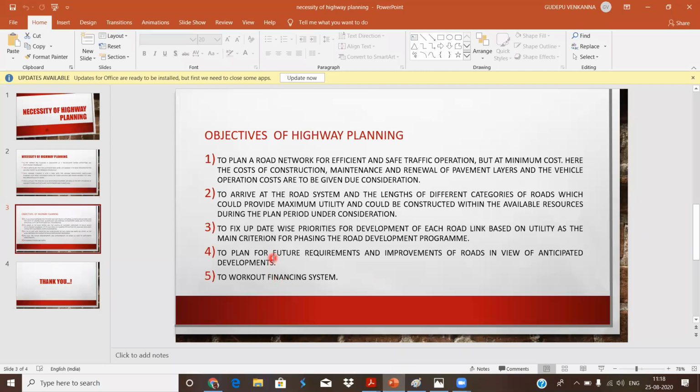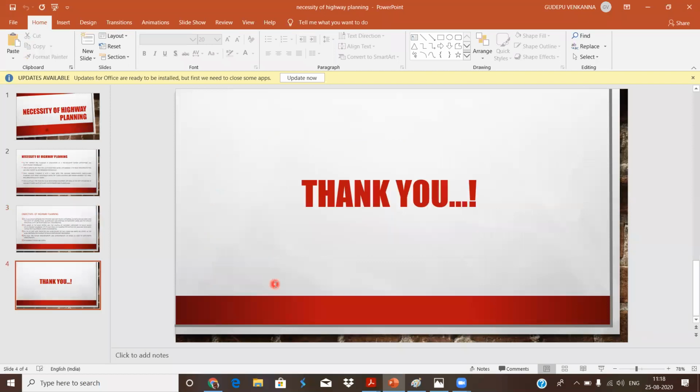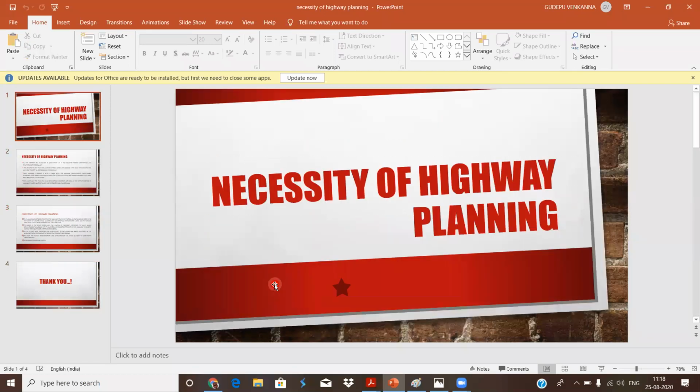If you plan any development program, it should not consider only the present traffic. You should also consider future development of the traffic; the future traffic growth rate is also considered in the design of the planning or pavement, and also to work out the financing system. So these are the main objectives. This is the necessity of highway planning.